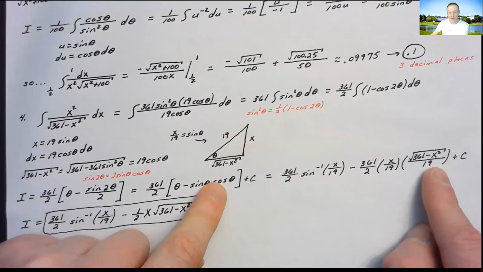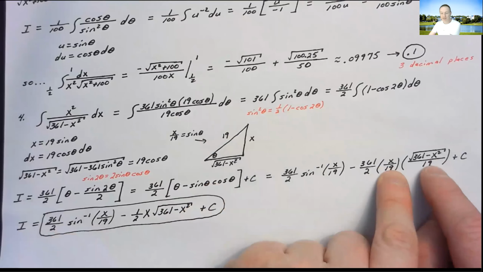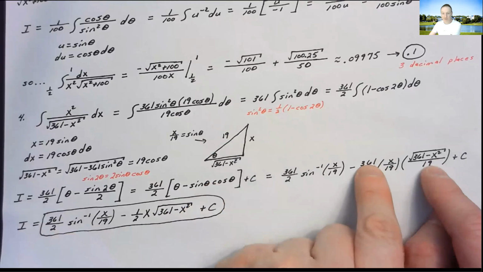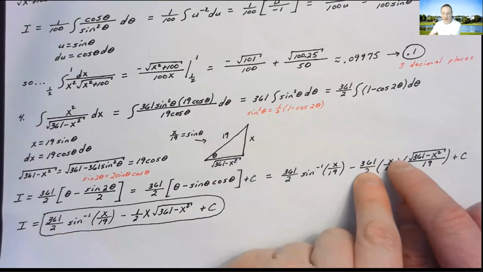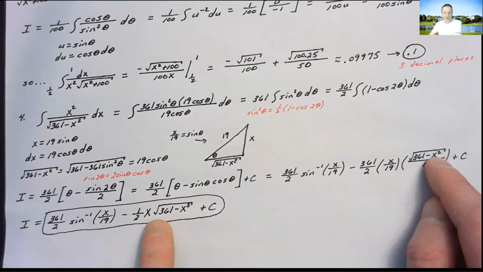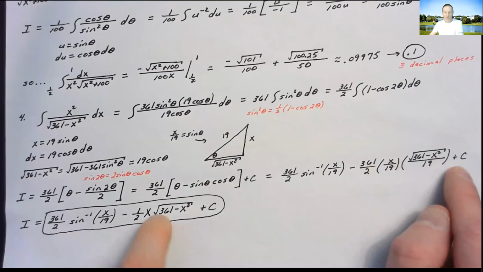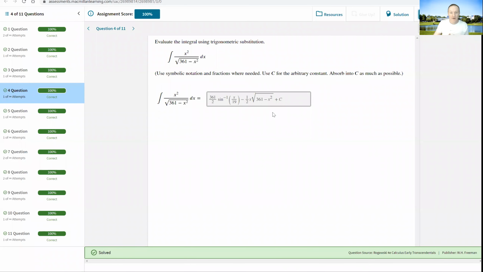Now I need to simplify this gloriously beautiful answer. I know these two 19s would multiply to get 361. That's going to cancel out that 361. So I'm just going to have 1/2 x times this square root here for that second term. And I already had the first term done, plus your constant of integration. You'll see that this is precisely how I entered it in on Achieve, and Achieve liked it.